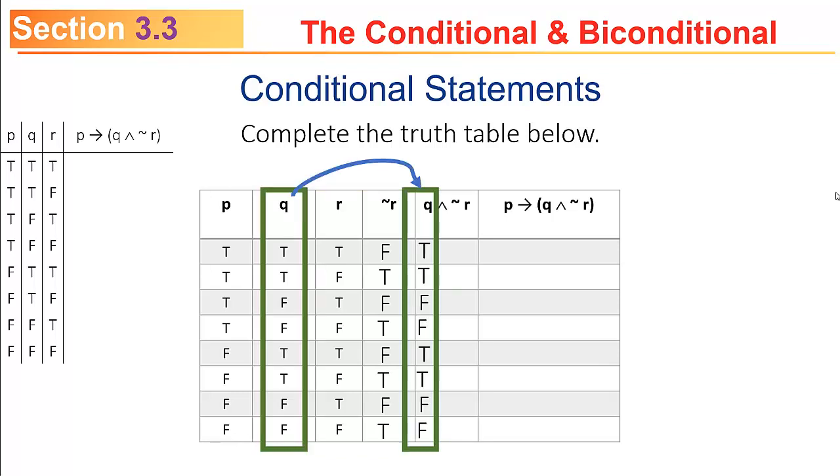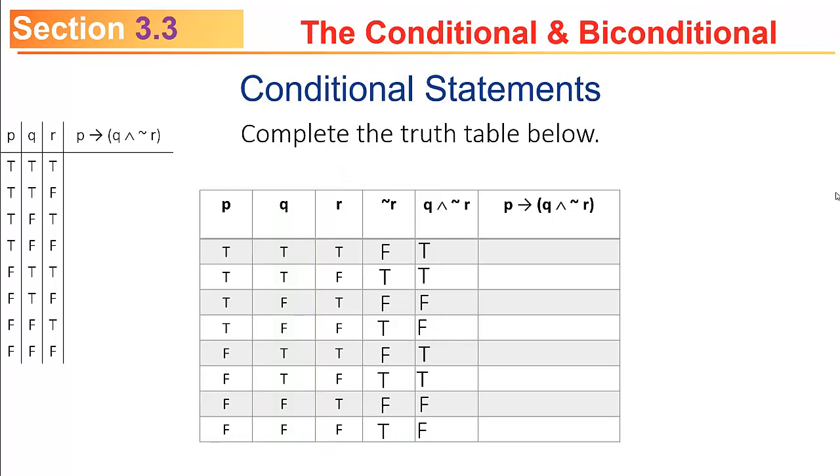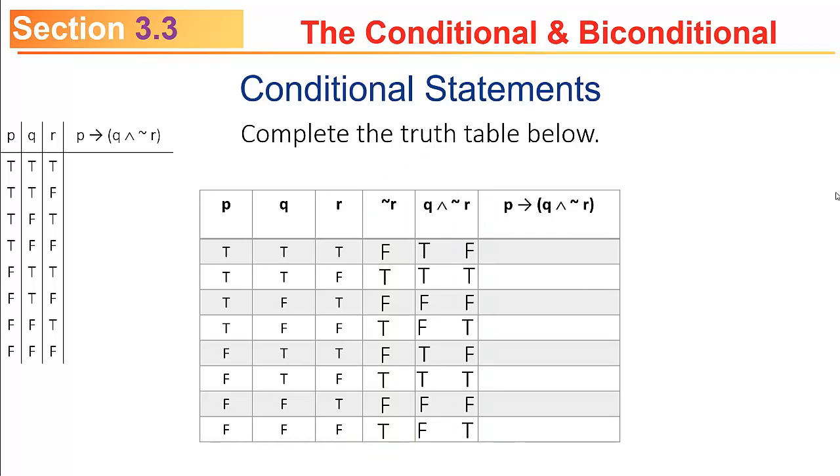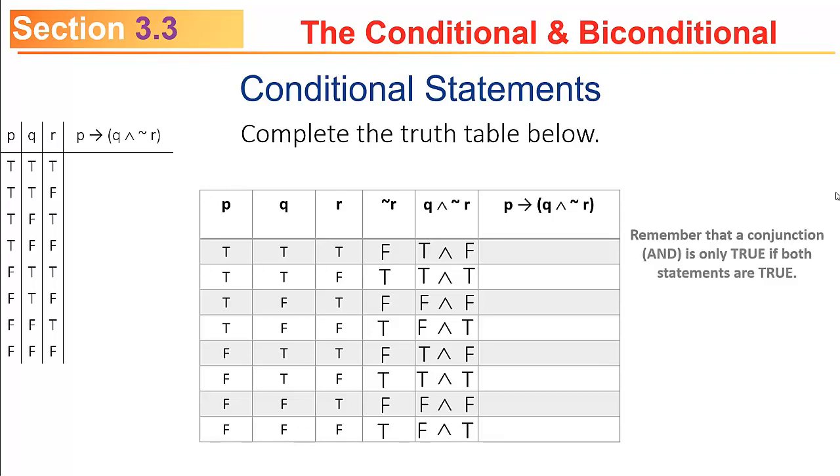Then you want to go to the next column, and you notice in the next column you have a Q, but you know the values of Q from the second column, so you move those over under the Q. Same thing for the not R. I just produced the not R column, so I copy that underneath the new not R. Then I notice there's an "and" between those two. Now I have to evaluate this, and the memory aid for the "and" is that it's only true if they're both true.